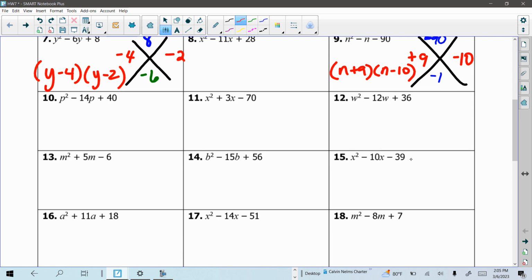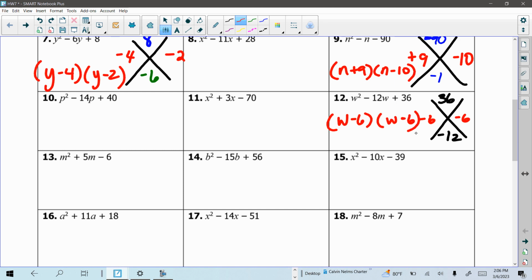I do want to talk about a special case we didn't talk about yet, number 12. You're going to solve it like you normally do. So we're going to have 36 up top, negative 12 at the bottom. So to give me a positive 36 with the sum of a negative 12, this would be negative 6 and a negative 6. And the only thing I need to address, because I think y'all already know how to do this part, is that this is W minus 6 and W minus 6.